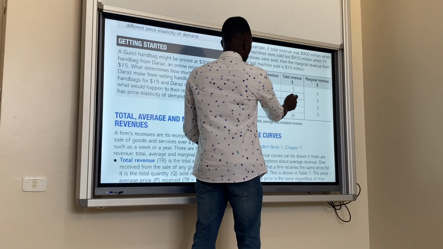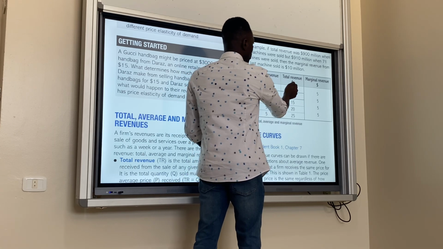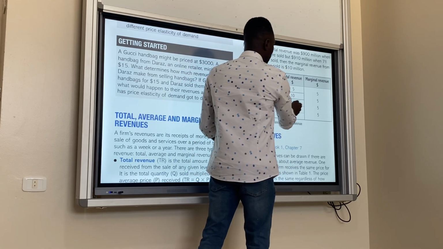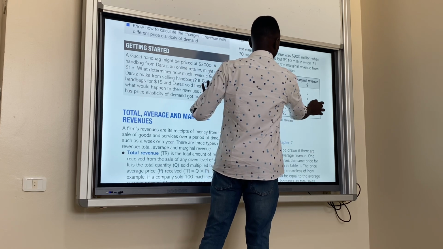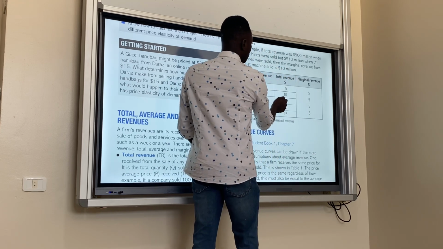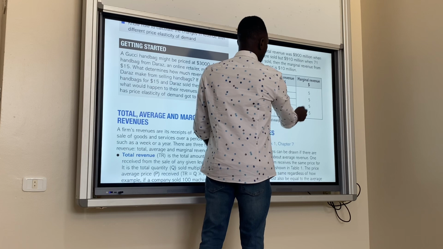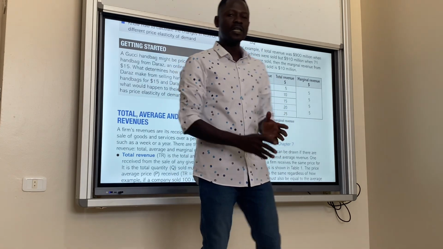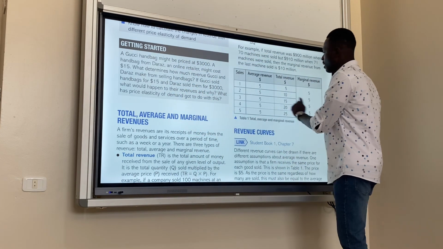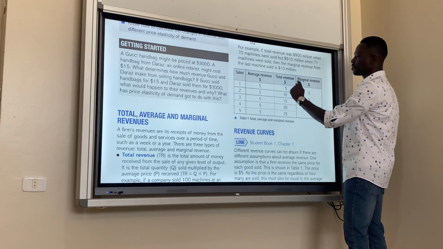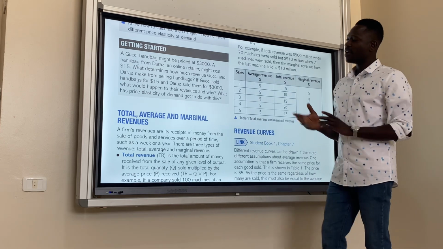Our TR2 is 10 minus TR1, which is 5. So 10 minus 5 is 5. 50 minus 10 is 5. 20 minus 15 is 5, 25 minus 20 is 5. So we can derive our marginal revenue as total revenue 2 minus total revenue 1. So that is about marginal revenue.